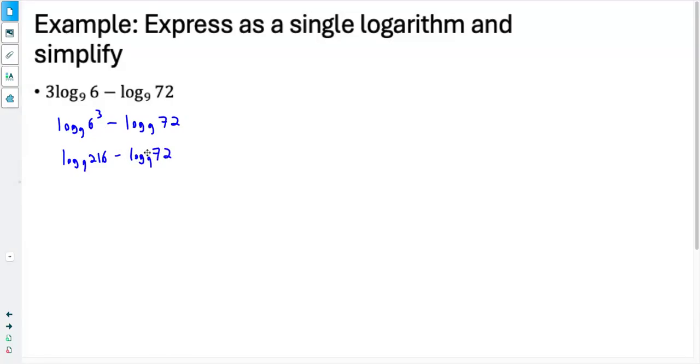Now, because we have the subtraction, we can use the quotient law. So that gives us log base 9 of 216 divided by 72. Now that gives us log base 9 of 3. Now we know that 3 can be written as 9 to the power 1/2. Now because we got these the same, our logarithm is equal to this exponent. So it's going to equal 1/2.